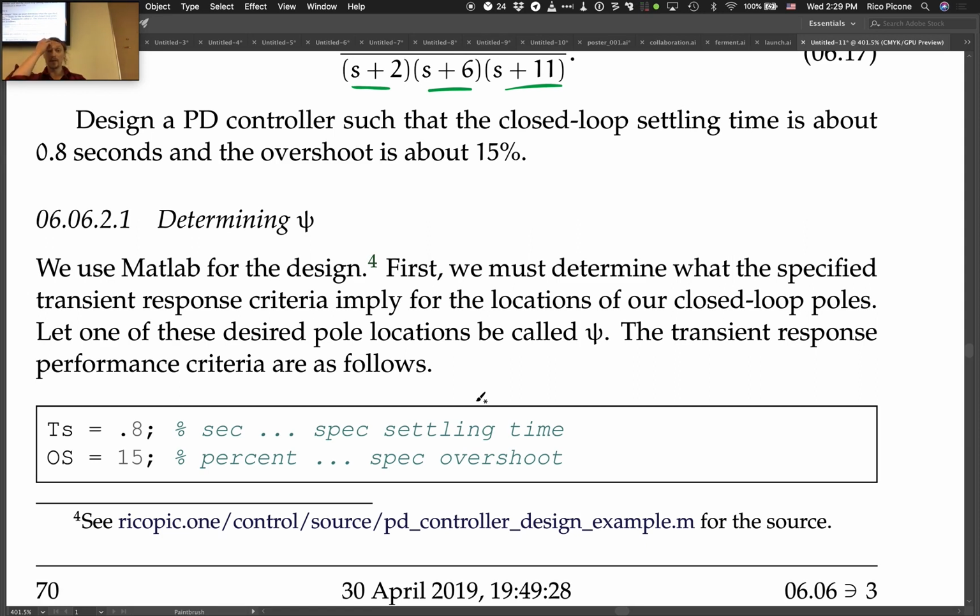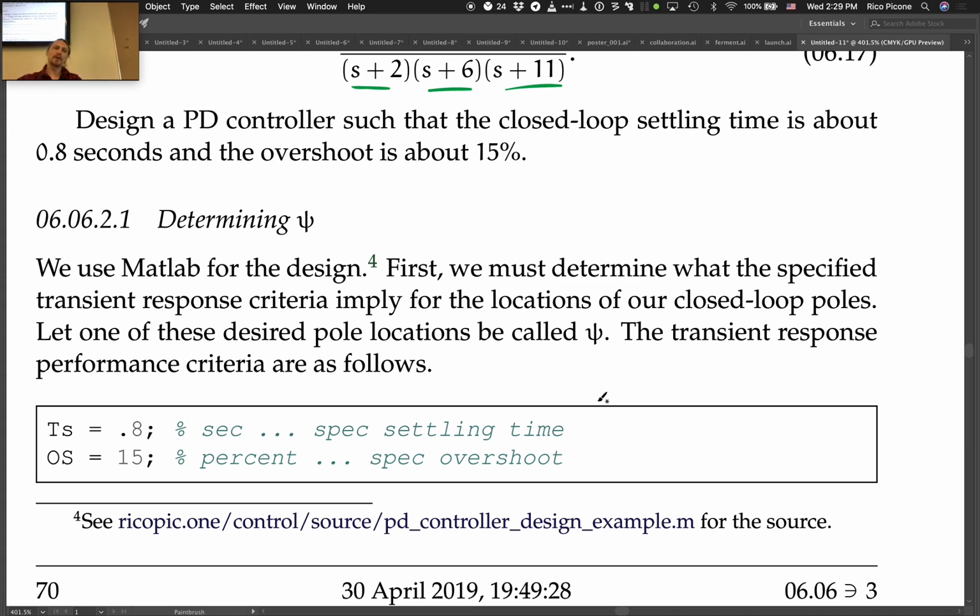So let one of these desired closed loop pole locations be psi. So remember, we can only specify where one of them is going to be. The other ones are going to be wherever they are. If you're going to specify psi to be a complex number, there's always going to be a pair. That's the one that's going to be off the axis and mirrored about the real axis as well. And then the other poles are going to be wherever they end up. Okay? So we get to only specify one, psi.